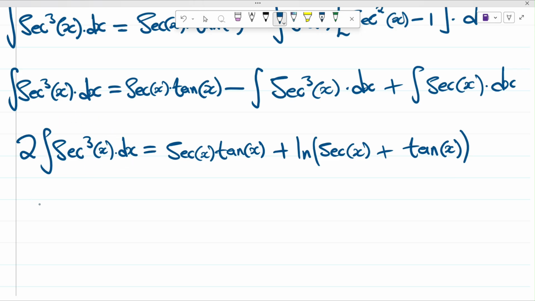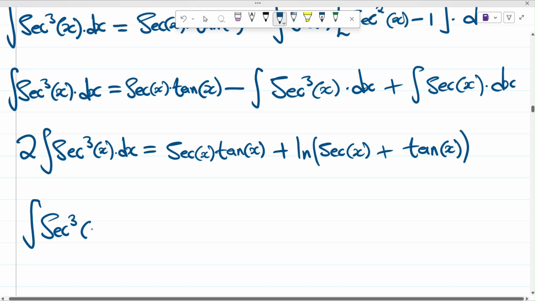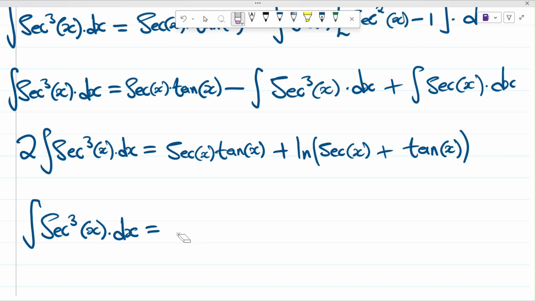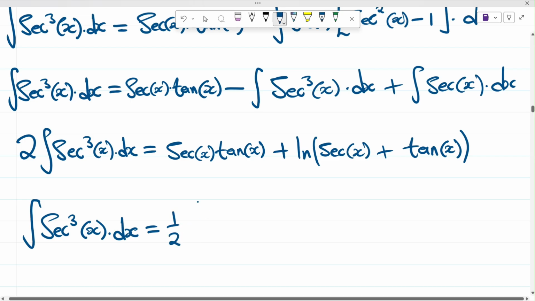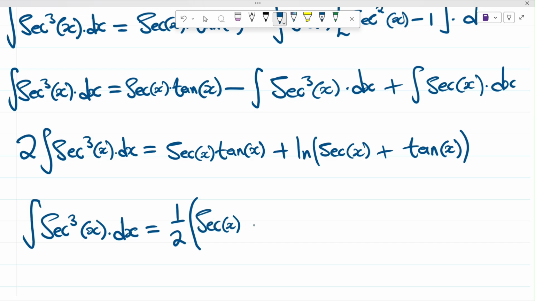So when we divide by 2 on both sides, we'll end up getting that the integral of sec cube of x dx is equivalent to 1 over 2 multiplied by whatever you have here on this other side. So this is going to be 1 over 2 multiplied by sec of x tan of x plus ln of sec of x plus tan of x.